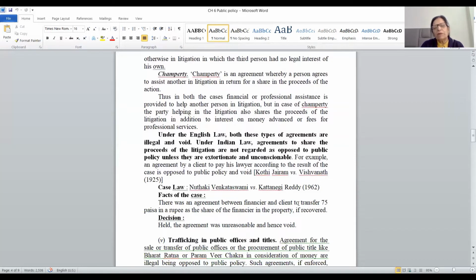If the amount is exorbitant, it is an unreasonable amount. Say the lawyer in the example which I have taken here says that you pay me 70% of this. Then 70% is a lion's share. It is an unreasonable amount. So here, friends, this will not be valid. So friends, I have explained with the help of an example the terms maintenance and champerty.